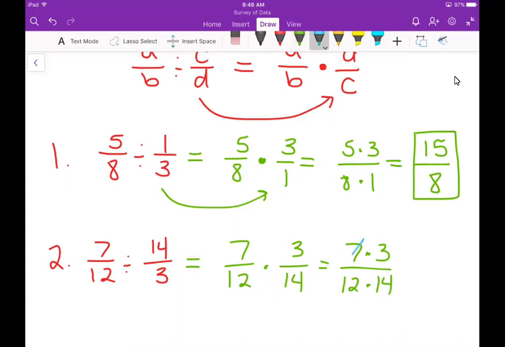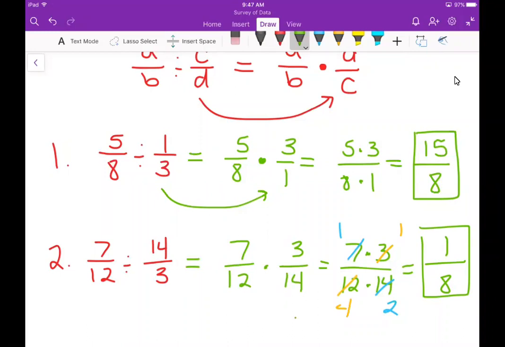Did you figure out that 7 and 14 both have a 7? So that simplifies there. And did you figure out that 3 and 12 both have a 3? So that simplifies there. To get to your final answer, 1 times 1, which is 1, over 4 times 2, which is 8, for a final answer of 1/8. There you go. All right, so once we know how to multiply fractions and we remember that first step for dividing to change it to a multiplication problem, we're good to go.